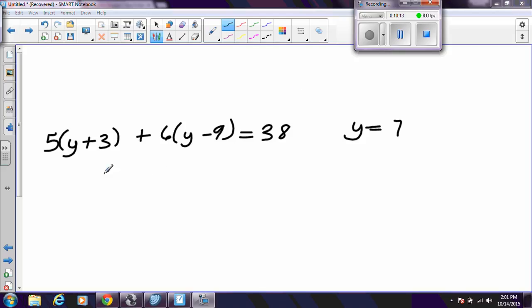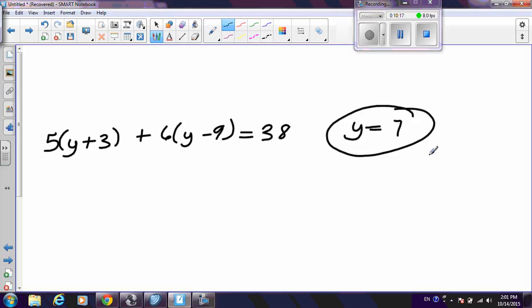All right, so during your work, you should have gotten the answer y equals 7. Y equals 7. All right, if you didn't get that, don't worry. I will look at your work tomorrow and explain what exactly you might have gotten wrong or messed up on.